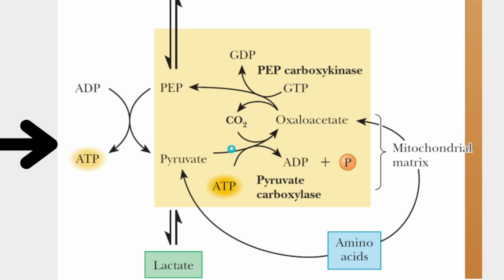This is what we call carboxylation, because it requires carbon dioxide and requires ATP. So this is a carboxylation reaction where pyruvate is carboxylated into oxaloacetate, and it requires an ATP. After that, this oxaloacetate will be changed to phosphoenolpyruvate by PEP carboxykinase. This one also requires GTP.